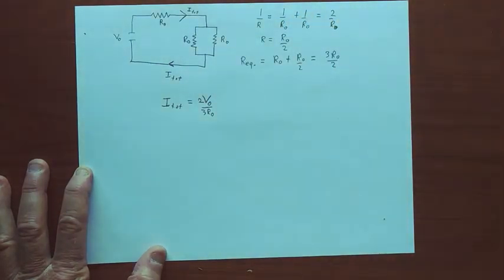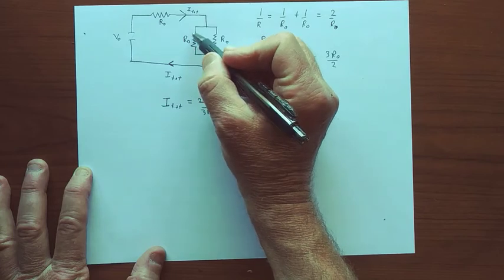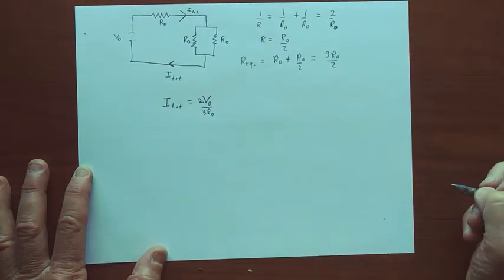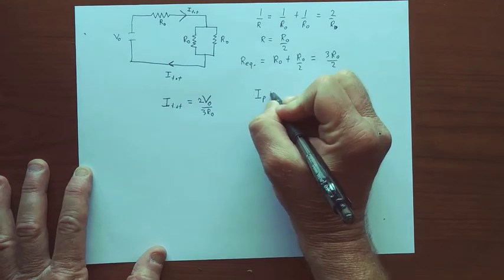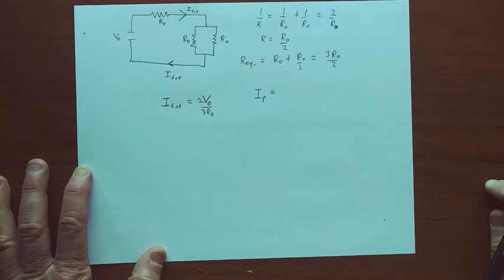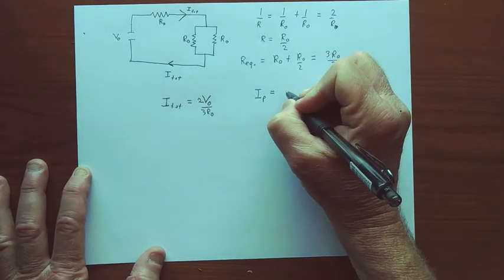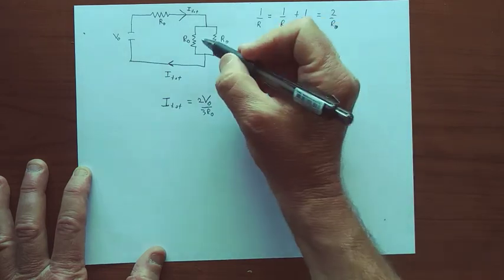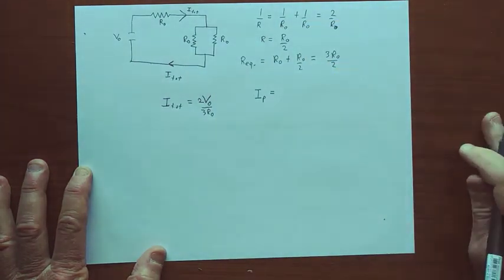Let's see that that's in fact the case. What is the current? Find the current through each of these. Let's call it I parallel. The current there is, let's again assume that each resistor obeys Ohm's law, so we have voltage divided by resistance. The resistance is R naught.